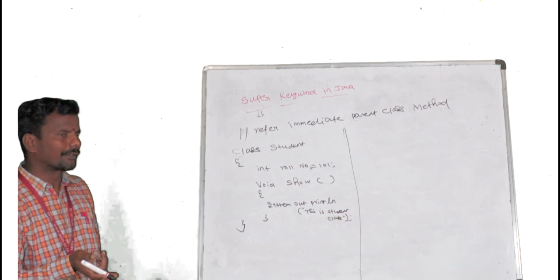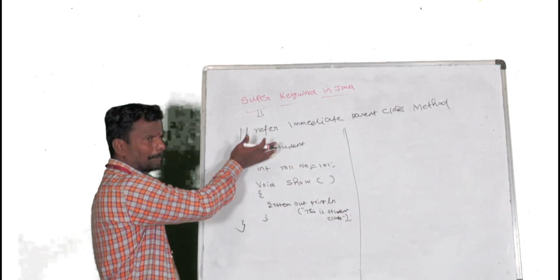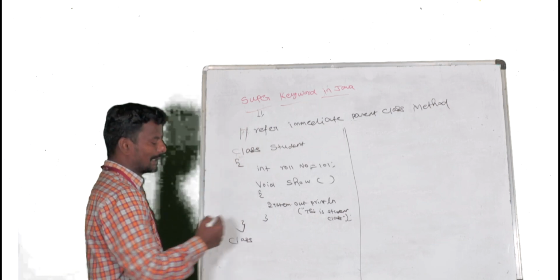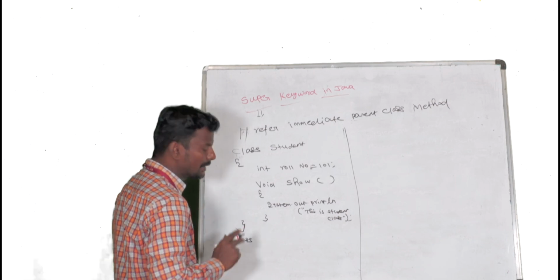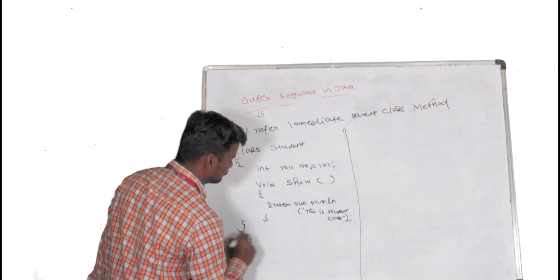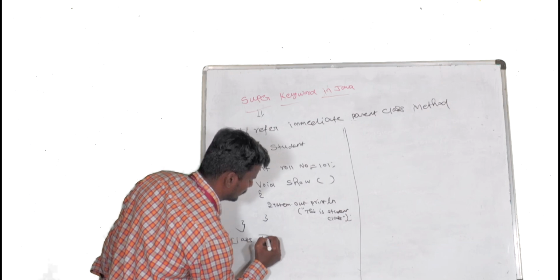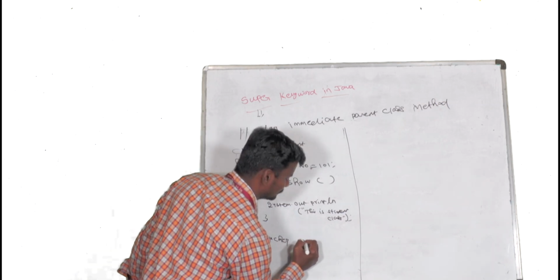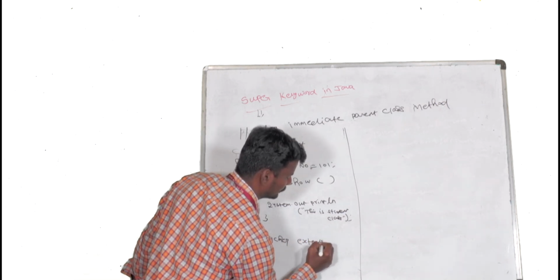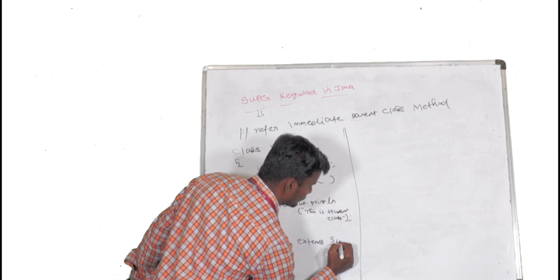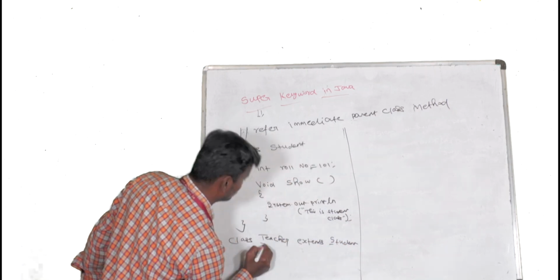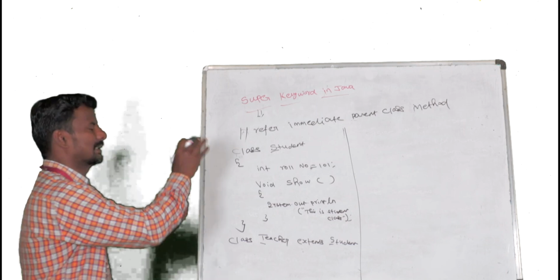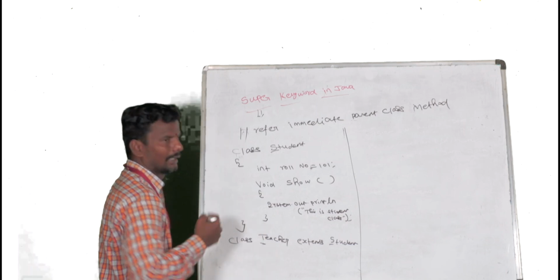Next we derive one new class from this parent class. Again I use the class keyword, and we specify a user-defined name. Here I specify Teacher extends Student. Whenever we define any class name, the first letter will be a capital letter.